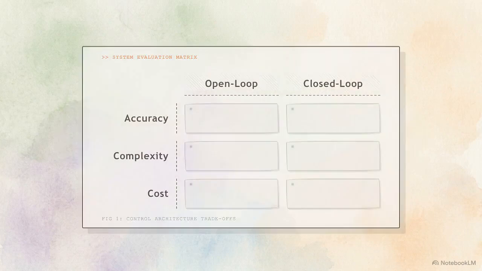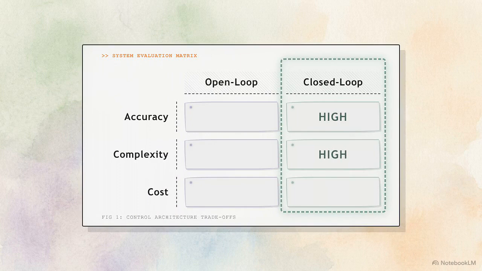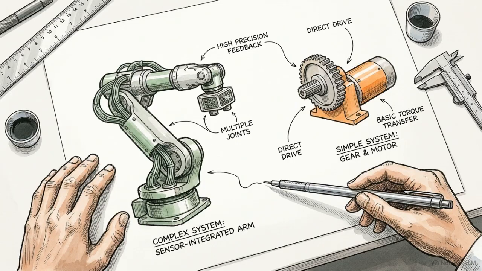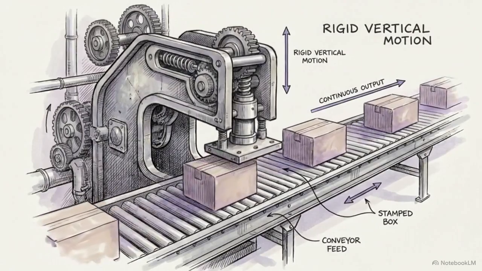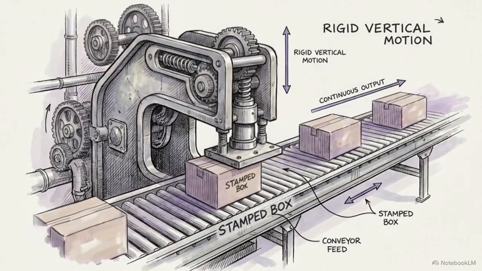Comparing these architectures reveals key trade-offs. Closed-loop systems provide higher accuracy by correcting errors through feedback, but this requires greater complexity and higher costs. Conversely, open-loop systems suffer lower accuracy when conditions change, but prioritize simplicity. They are much cheaper to build and operate. The choice between these two approaches depends on the specific requirements of the application. Closed-loop architecture is not automatically better. If a task is simple, predictable, and requires low cost, open-loop is the superior engineering design choice.